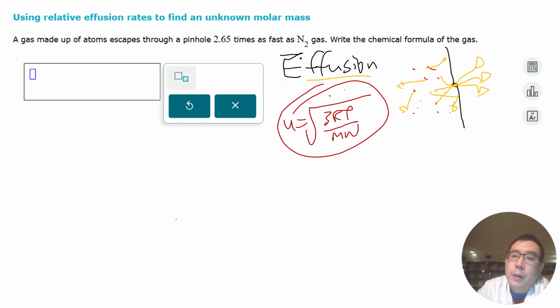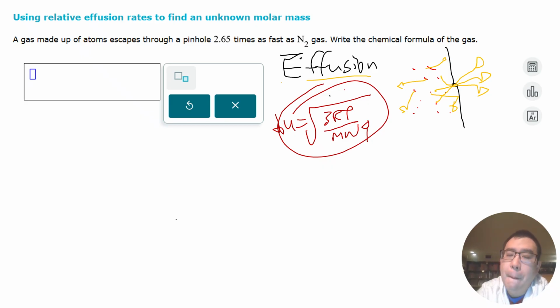And so speed, the same principles apply, right? The higher the temperature, the faster the rate of effusion, and the higher the molecular weight, the slower the rate of effusion. But now it's quantifiable.